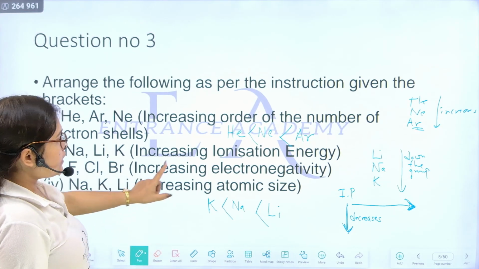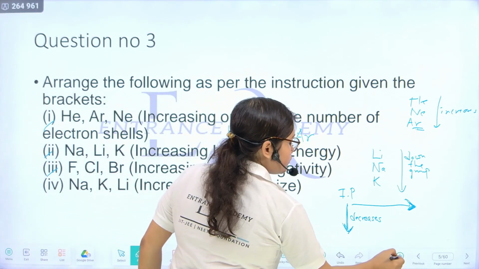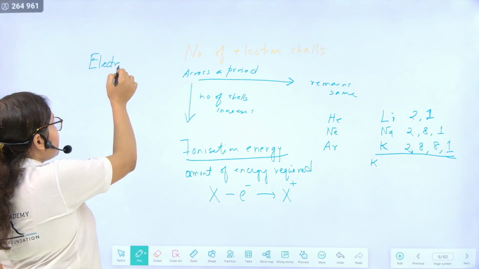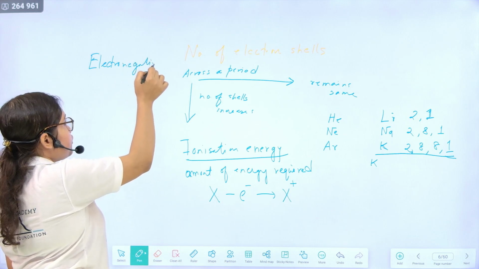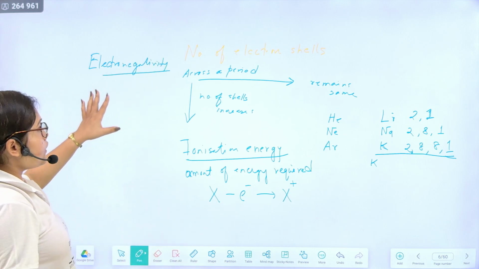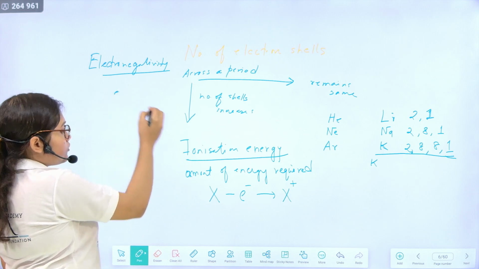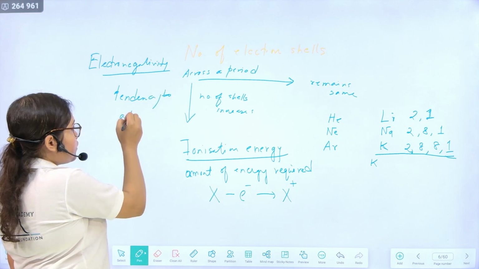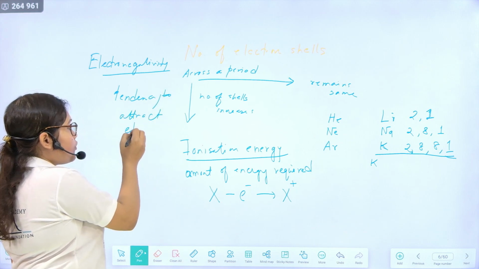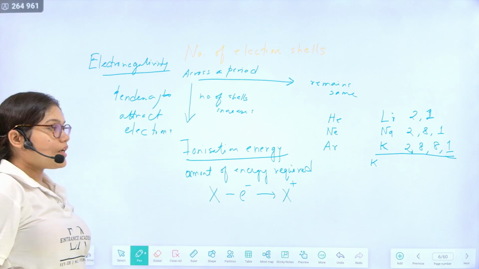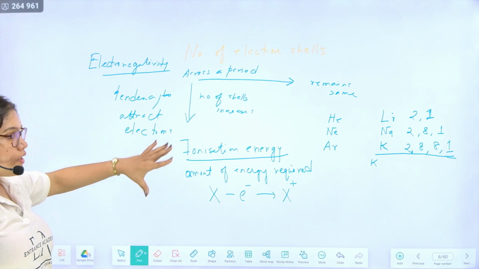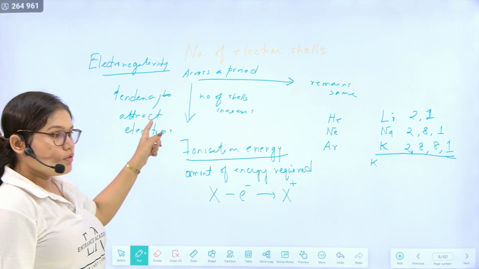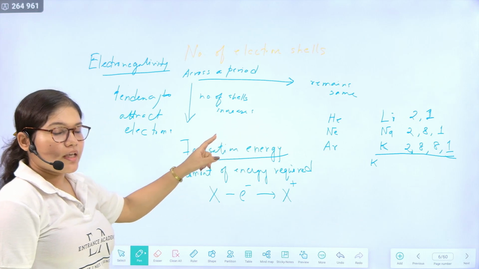The third one is fluorine, chlorine, bromine, in increasing electronegativity. Now you need to know the trend of electronegativity. Electronegativity is the tendency to attract electrons towards itself when it is in a compound, like in a covalent bond. The element that has more tendency to attract electrons has more electronegativity.